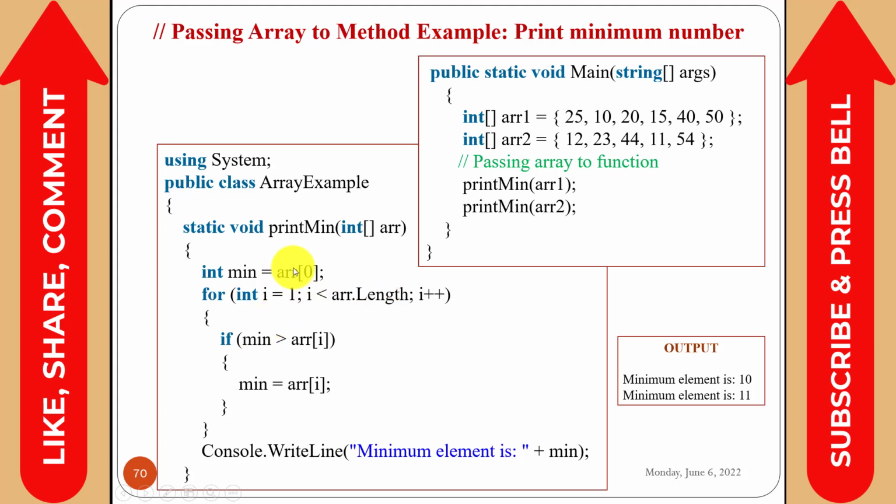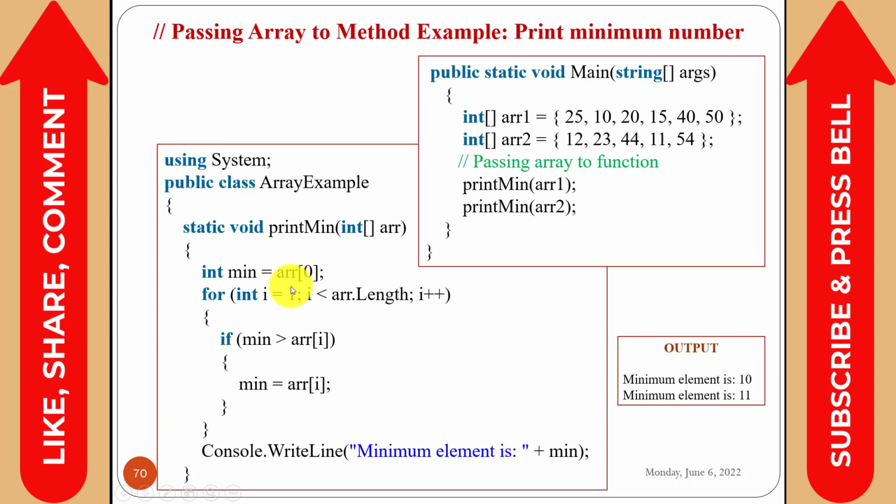So the minimum element is arr[0], which is 25. Is 25 greater than arr[1]? 25 is greater than 10. Yes, it's true. So 10 will be initialized to the min variable. Now the value of min is becoming 10. Again the loop will execute and the value of i becomes 2.